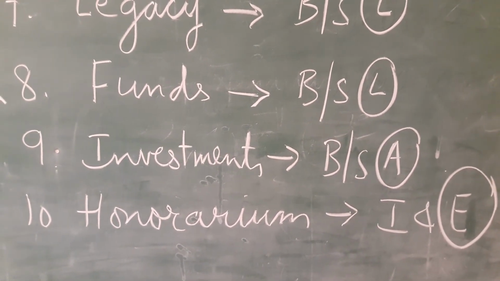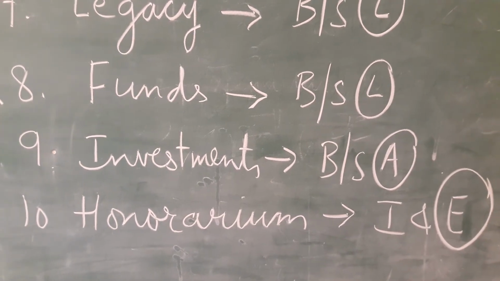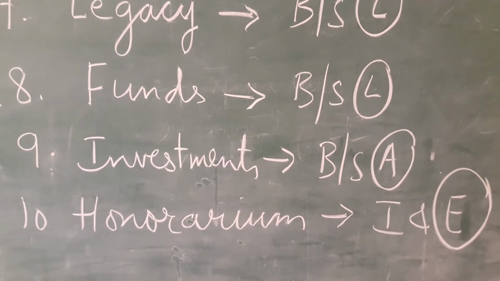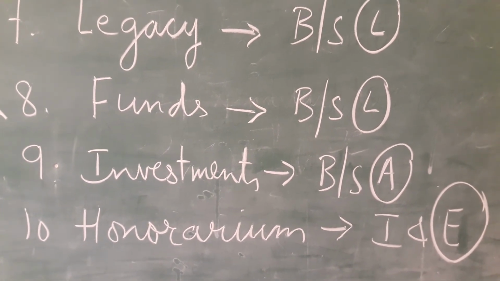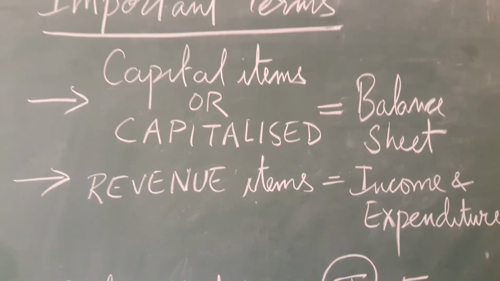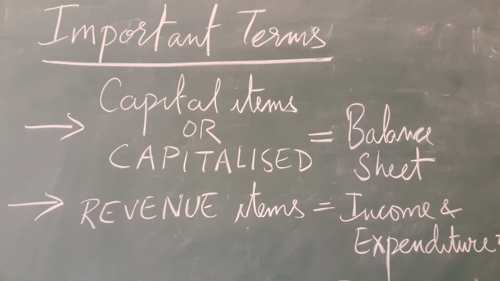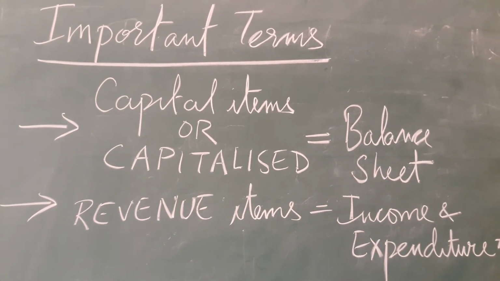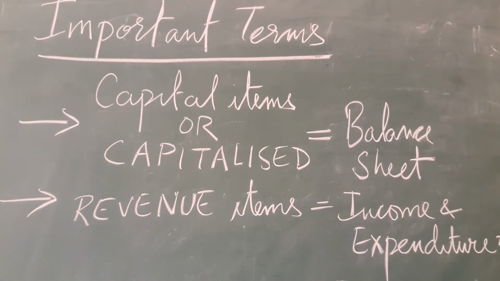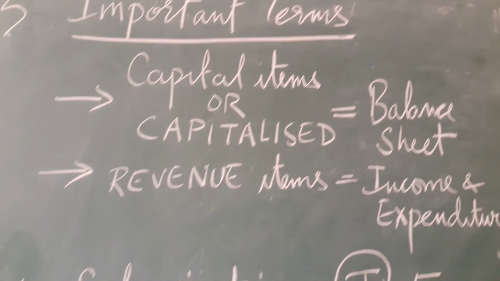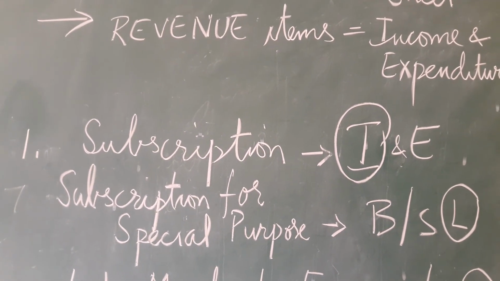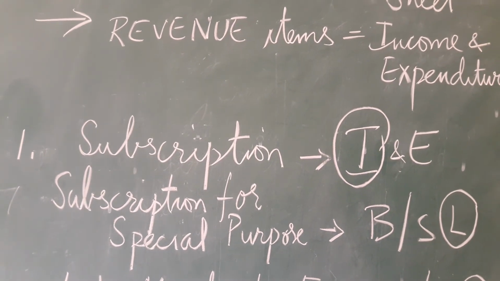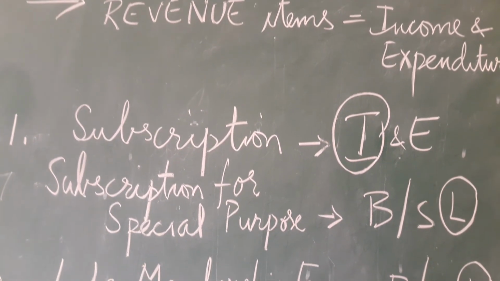You should go through this video again and again, because all these terms are new. The treatment is new. Unless you know what the treatment is, you can't prepare the entire set of accounts. So I'll do a recap. Remember the rule. If it says capitalized or it's a capital item, it will go to the balance sheet. If it's a revenue item, it will be shown in the income and expenditure. First one, subscription, simple subscription, income. Subscription for special purpose, capitalized, that is put in the balance sheet on the liability side.